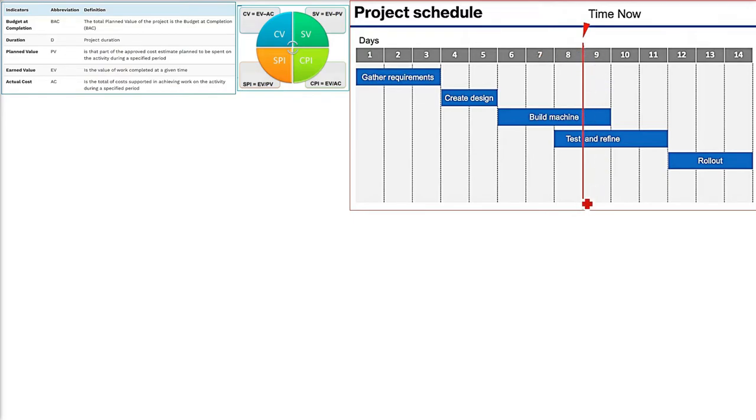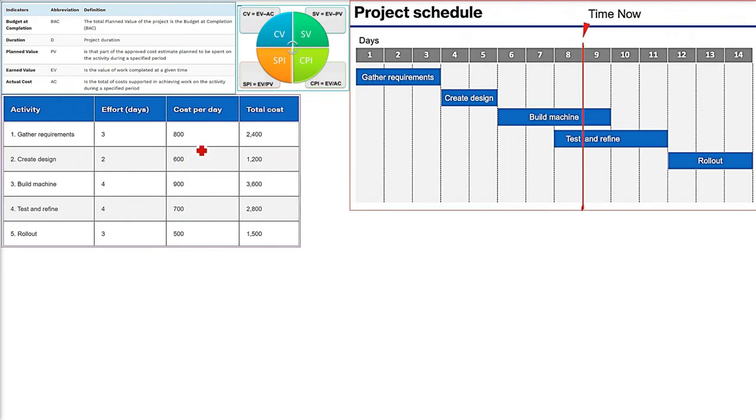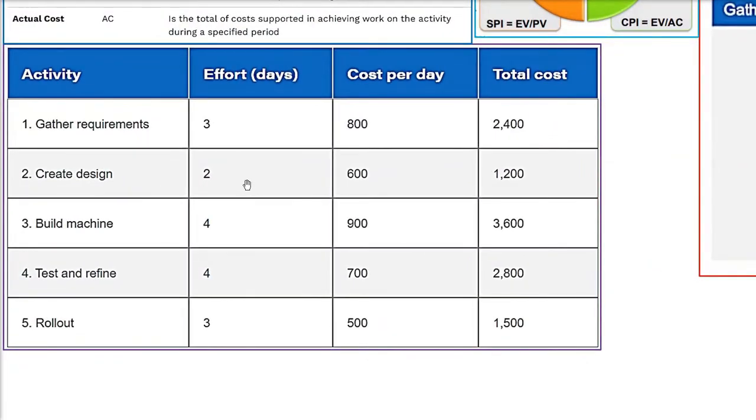Now we would like to find out what is the status of our schedule and our cost at the end of 8th day. How do we find it? So we have certain input values, or input tables, or input domain values. So we need to find out from here. It is already given, activity or task.